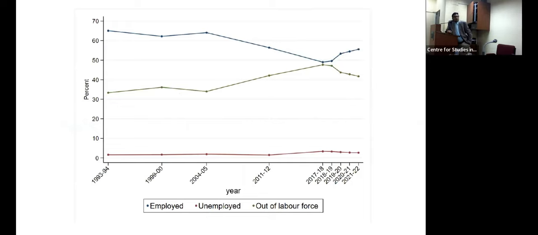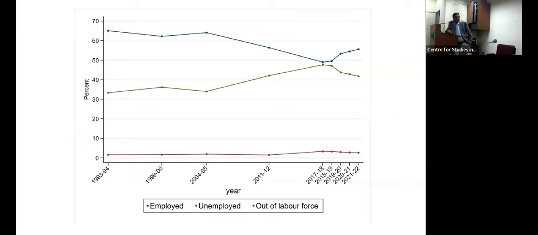So here, what we have is from 1993-94. Remember, this is the NSS employment-unemployment survey, so this is government employment-related data. And from 2017-18, it's been subsumed in the Periodic Labour Force Survey, which is annual. That's where the data is coming from. It's government, official data, easily accessible.